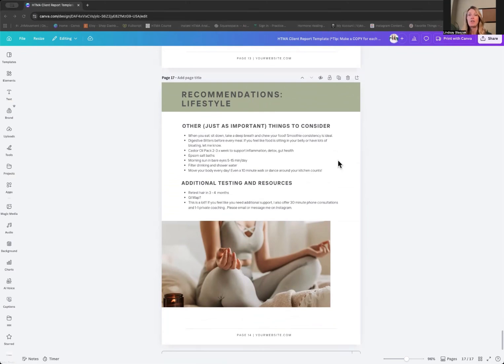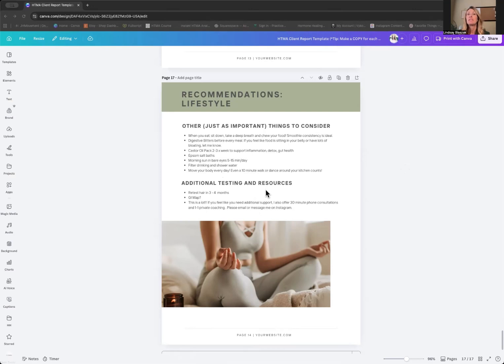Because likely if you are doing hair tissue mineral analysis with people, you're going to be working with them in an ongoing capacity to some extent. So we don't need every single detail laid out here. This is just main points or recommendations that you're going to be working on with them as you go through your time with them. And also, I always like to recommend additional testing or resources so that they kind of know what to expect or what some of their other options are as far as moving forward with their health.